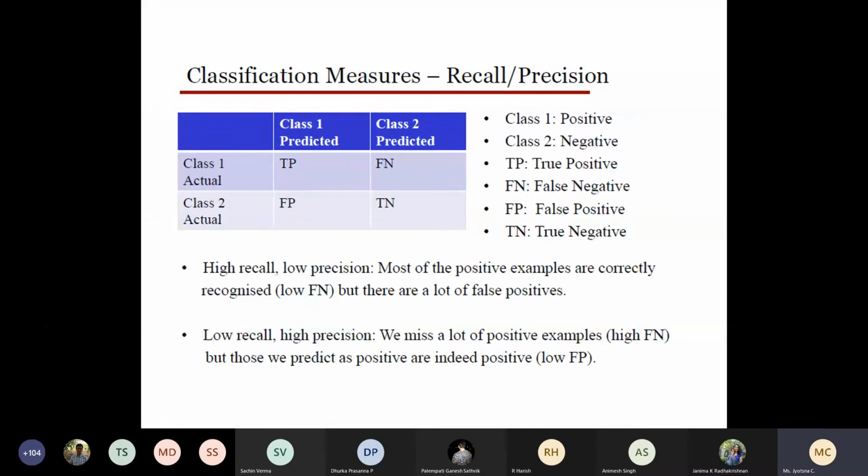So the same thing is explained, that is high recall and low precision. So what is the meaning of high recall and low precision? I told you high recall means the false negative will be reducing. So most of the positive examples are correctly recognized, that is low FN. But there are a lot of false positives. So that is called as a high recall and low precision.